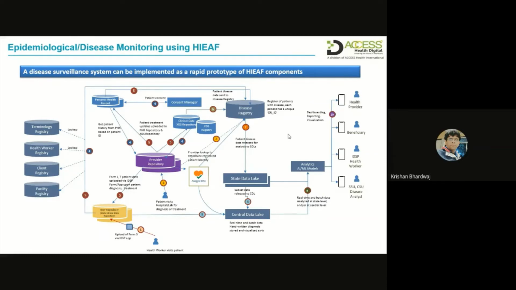So in the disease scenarios, the data needs to be de-identified rather than anonymized, because states need to track these patients and do contact tracing and all these things. Then, from the state lakes, they can further send the limited data set to the central lake for the MIS indicators and the KPIs.